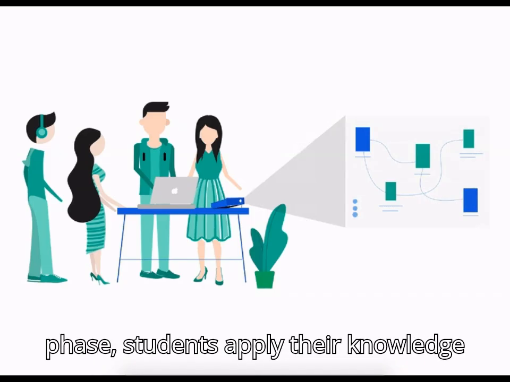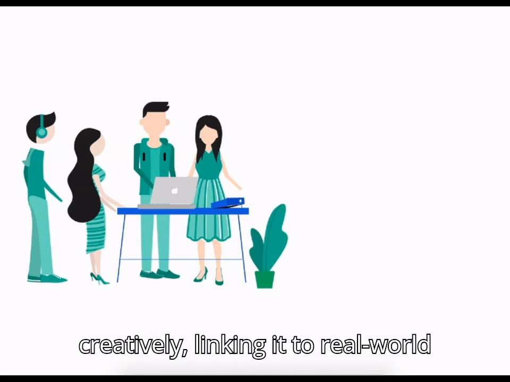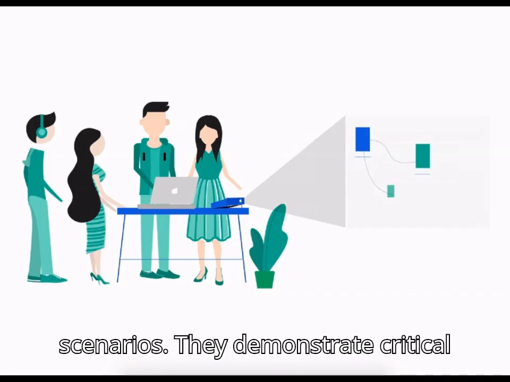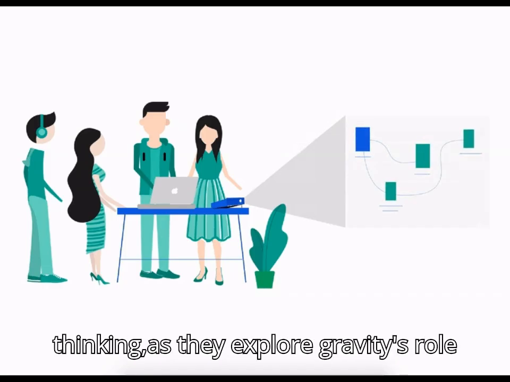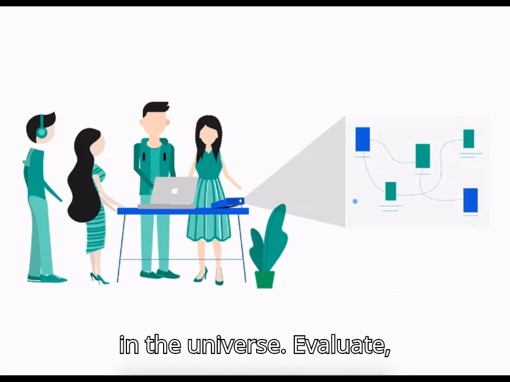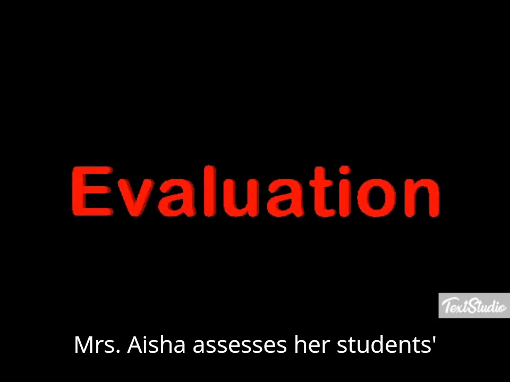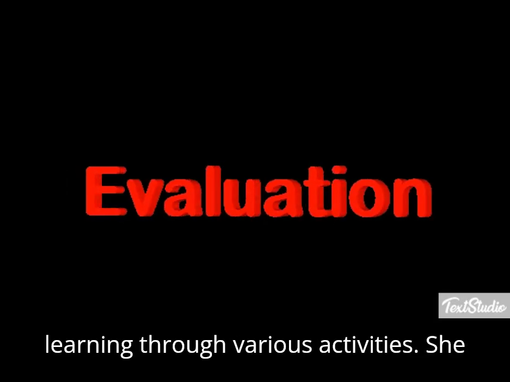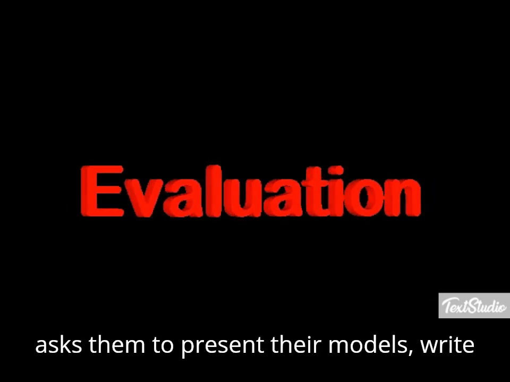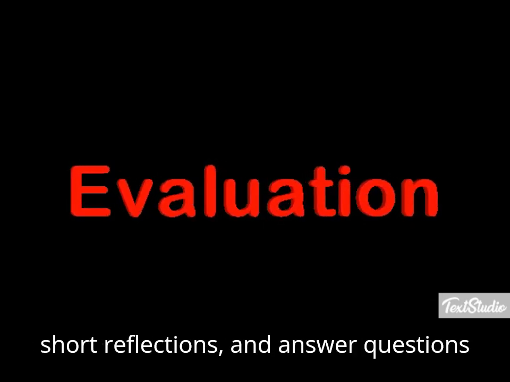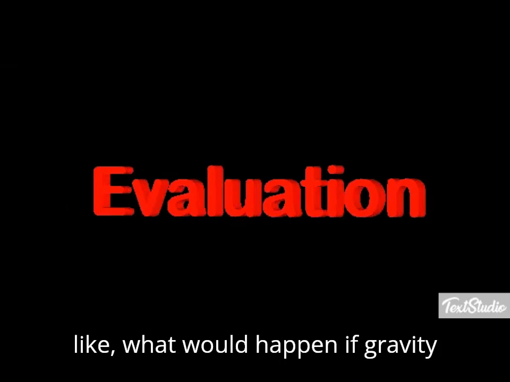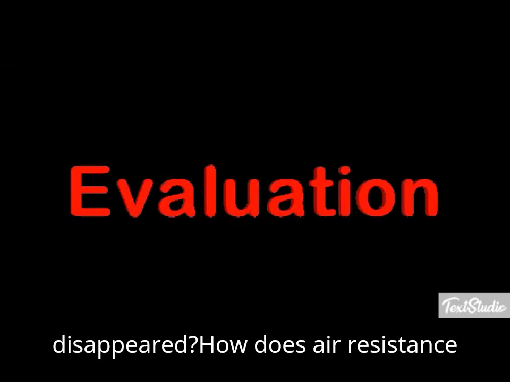Through this phase, students apply their knowledge creatively, linking it to real-world scenarios. They demonstrate critical thinking as they explore gravity's role in the universe. Evaluate, reflecting on learning. Finally, Mrs. Aisha assesses her students' learning through various activities. She asks them to present their models, write short reflections, and answer questions like, what would happen if gravity disappeared?